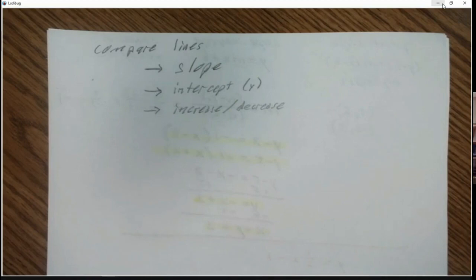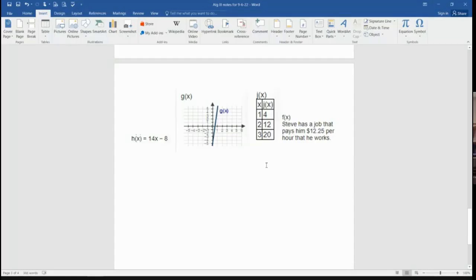So let's look back at the ones we had on the screen. Let's look at the slopes first. What is the slope of h of x? That's one of the easiest ones to get. Put it in the chat. What is the slope of h of x? 14. Very good. Mx plus b, the m, whatever the coefficient of the x is, 14 is our slope.